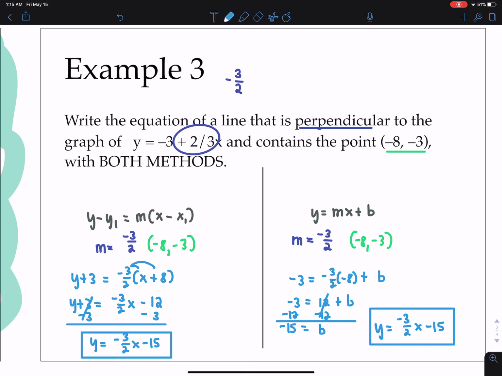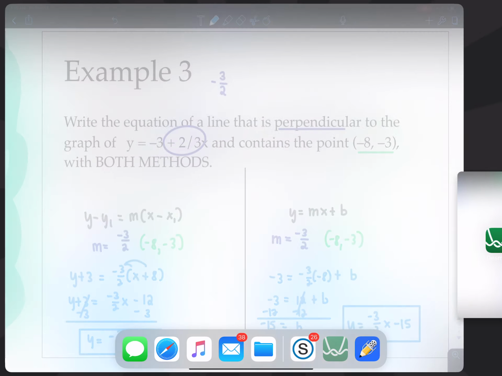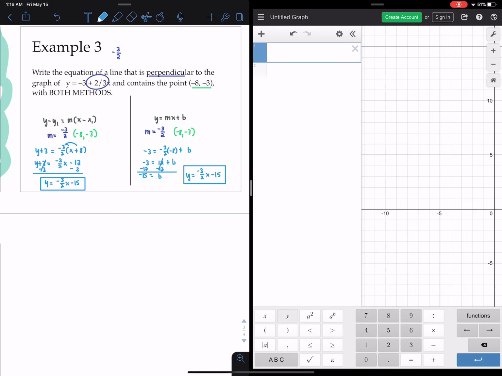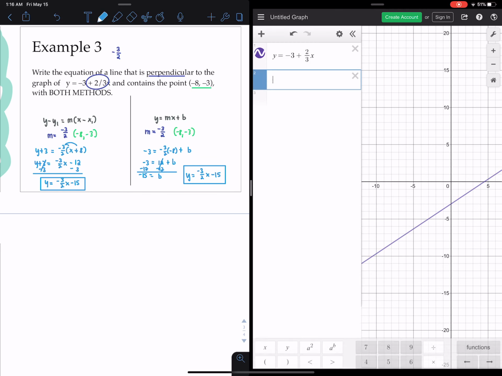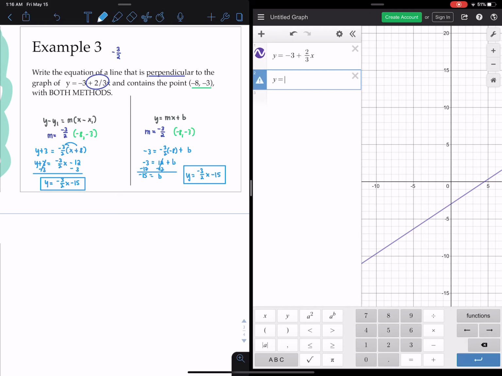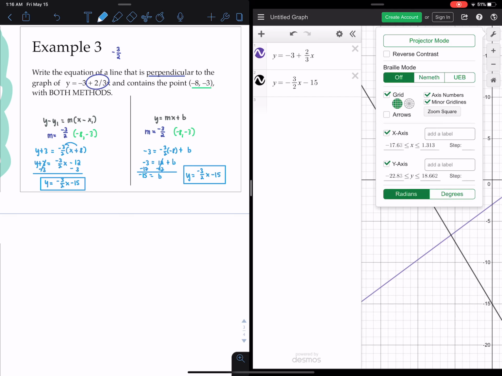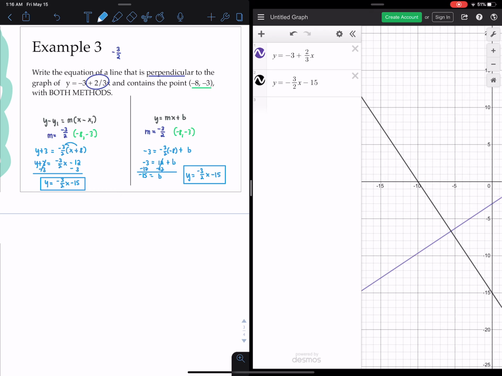And then just to kind of see what this looks like visually, we'll look at Desmos. So our original line is y equals negative 3 plus 2/3 x. So this is what that graph is going to look like. And the new line that we came up with is y equals negative 3/2 x minus 15. So you can see that these lines are perpendicular, especially if I make this screen square, zoom square, there we go.